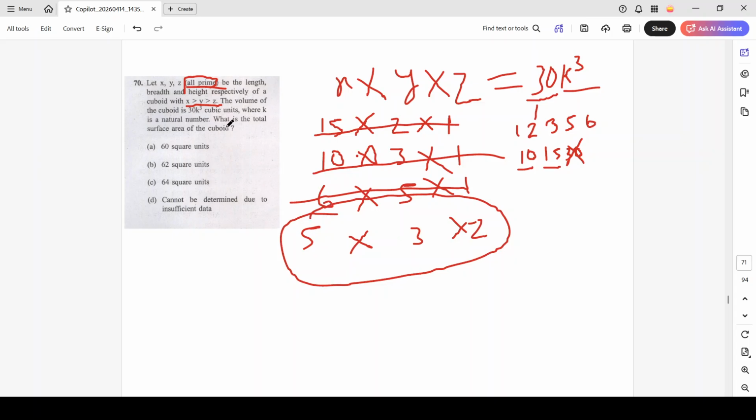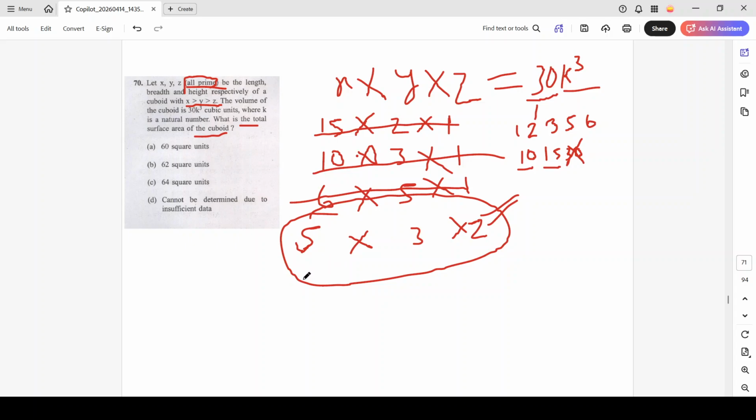So what will be the total surface area? This is asking what will be the total surface area. So this is 5, this is 3 and this is 2, and the value of k will be 1, because if we multiply k into all these three numbers, then they will no more be prime numbers. So k will be 1 and these will be prime numbers having volume 30, and all three are natural numbers, and x is greater than y and y is greater than z.